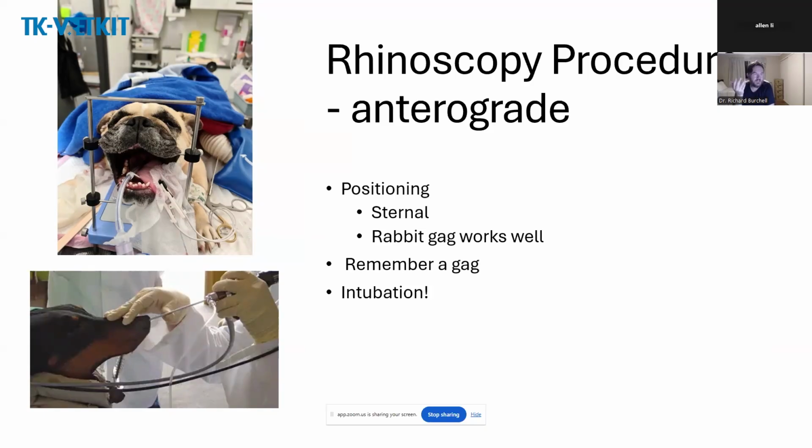Positioning, once again, sternal. As I said, a rabbit gag works well, or any other gag is also acceptable. Intubation is absolutely crucial, and a cuffed ET tube is very important.